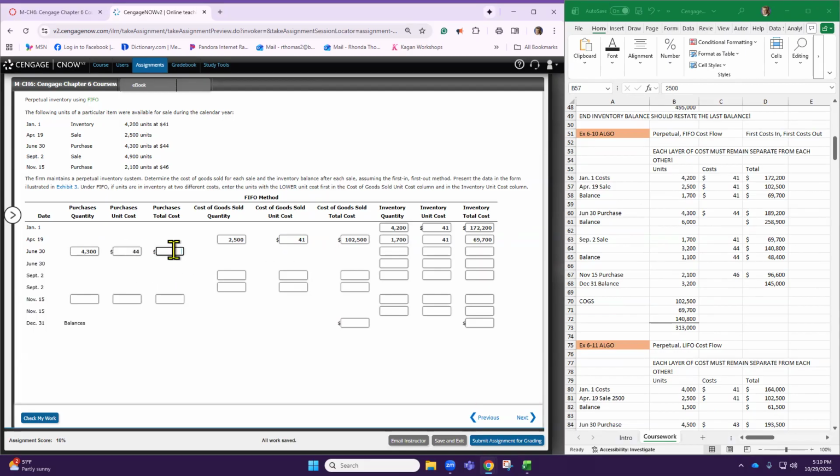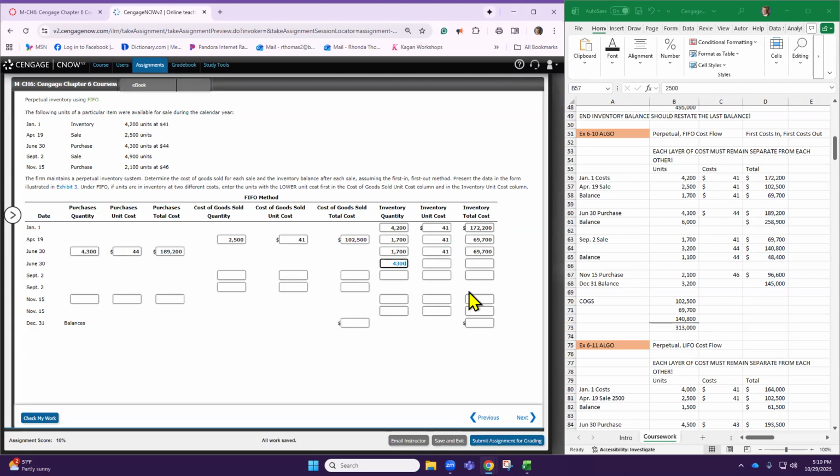44 is $3 more than 41. So that is 189,200. When you add 4,300 to 1,700, you now have 6,000. Be careful, be careful. This is not weighted average. The first thing you do after a purchase is restate your $41 cost. All right, so there it is. Restate it because it's a new day. That last time we put that in, it was April 19th. Now it's June 30th. So you have to restate how much you have in the $41 cost layer.